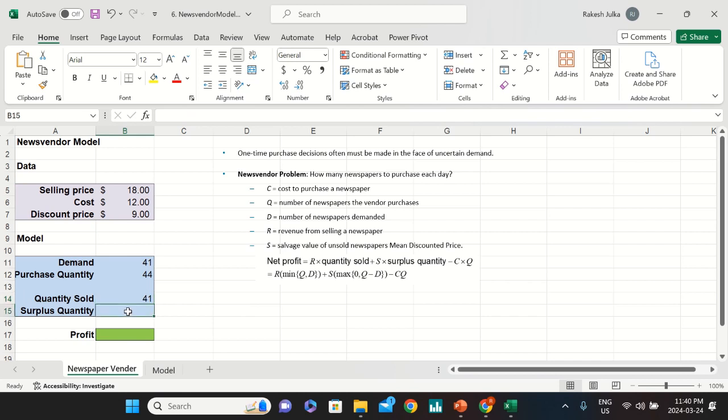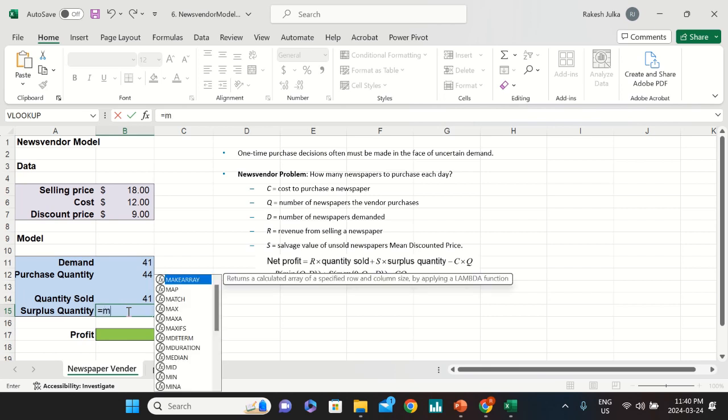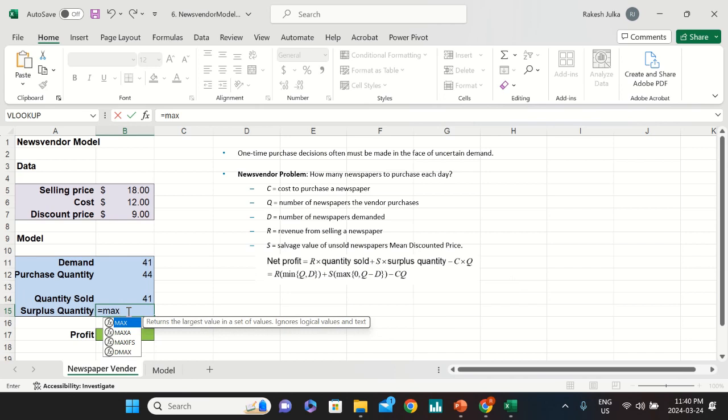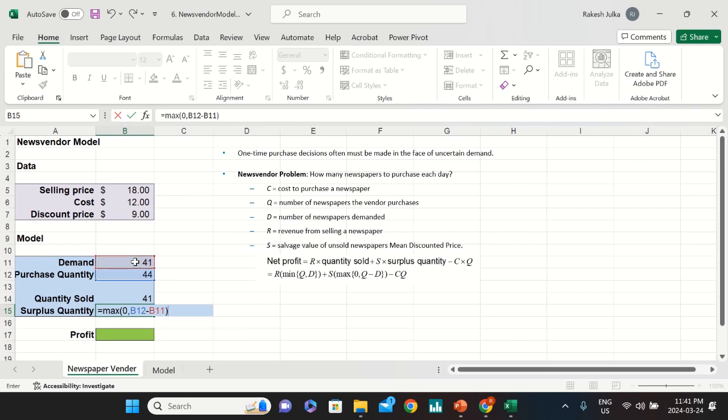Next is surplus quantity. We want to calculate how much we will have left. Let's say the maximum of 0 and 44, which is the purchase quantity, minus demanded. So if there is something surplus, meaning 3, the maximum of 0 and 3 will be 3.